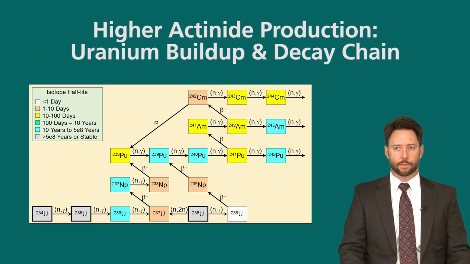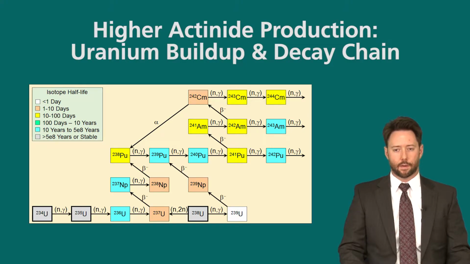Here we have a figure denoting the uranium buildup and decay chain for higher actinide production. The individual isotopes are represented as boxes in this figure. You have arrows between each of the isotopes with the type of reaction or radioactive decay that leads to the subsequent isotope. The isotopes are also labeled with colors to denote the isotope half-life, and the half-life key is given in the upper left corner of the figure.